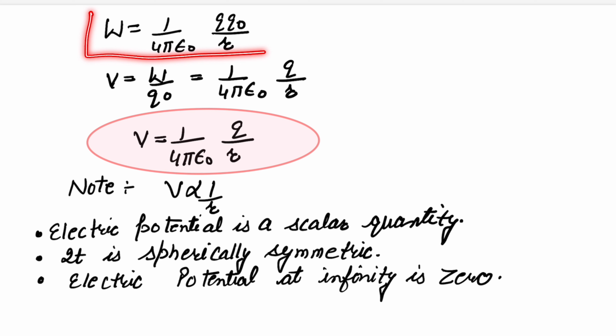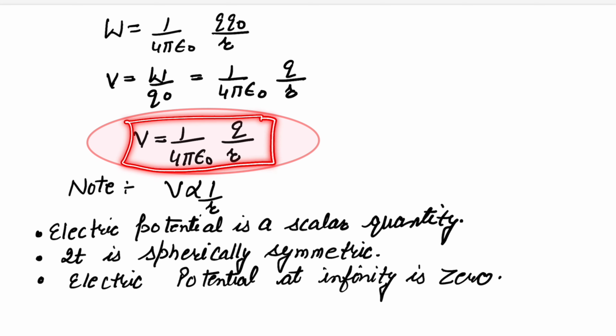So this is the work done. We know that the electrostatic potential is the ratio of work done divided by the test charge. So when you divide by q0, it will not appear in the expression. So V is equal to 1 upon 4 pi epsilon naught, q by r.